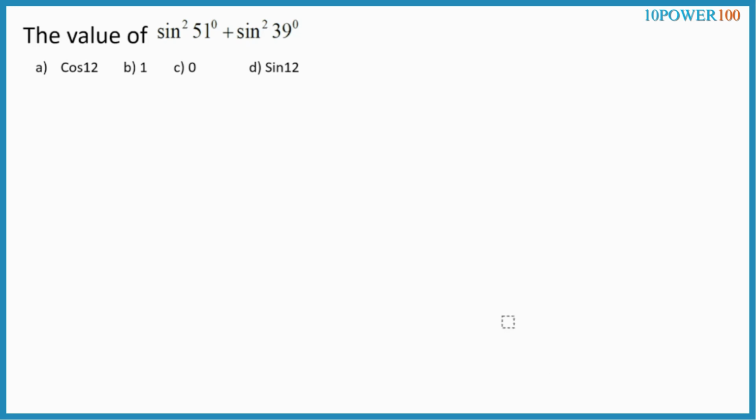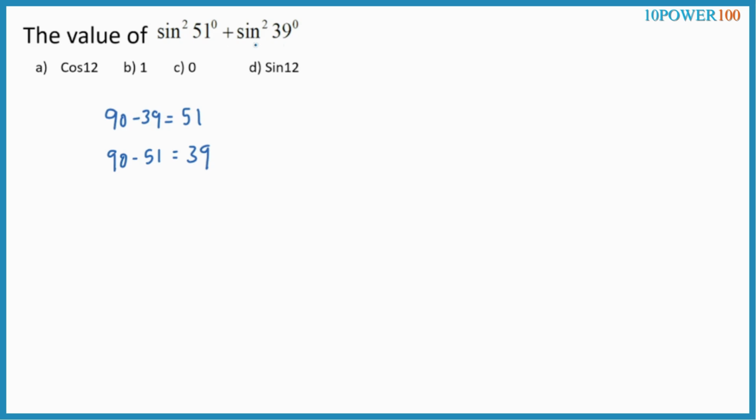Next question: the value of sin square 51 degrees plus sin square 39 degrees. Okay, so just do 90 minus 39, or 90 minus 51. If you do 90 minus 39, we get 51, and 90 minus 51 gives 39. So here we can conclude that this problem can be solved by using allied angles.